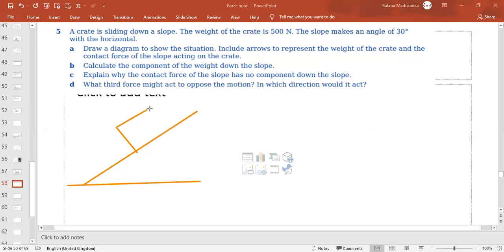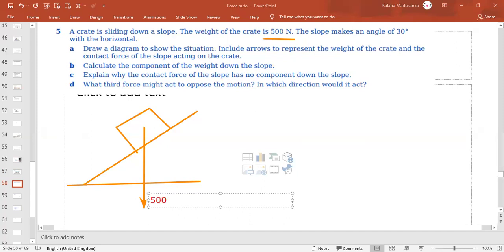Say this is the crate. The weight of the crate is 500 newtons. Then the weight is this one. Remember, it is not perpendicular to the ground, I mean, it is perpendicular to the earth, the weight. So this is 500.